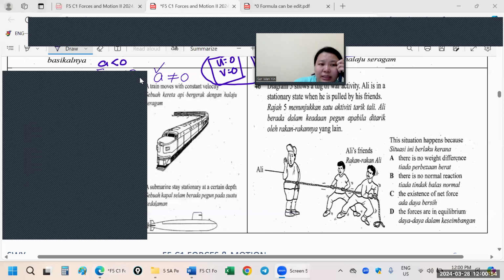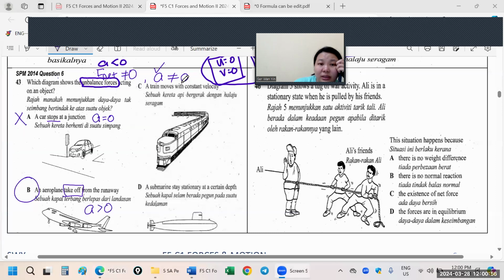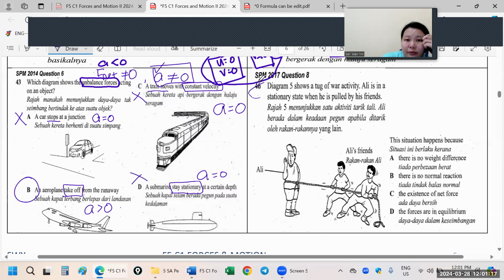Yes, thank you, Bethany. Thank you, Josephine. Now, a train moves with constant velocity, means acceleration 0. So we don't want that. We want this. Submarine stays stationary, acceleration 0. Don't want. Understand? Now, 46, last question.